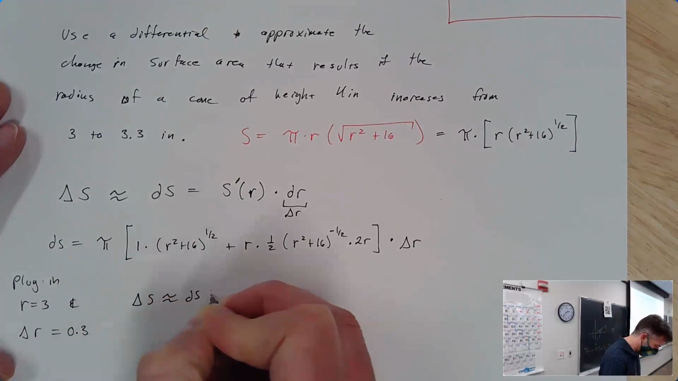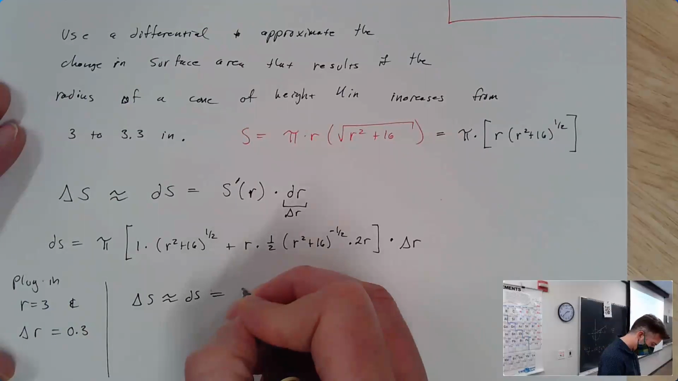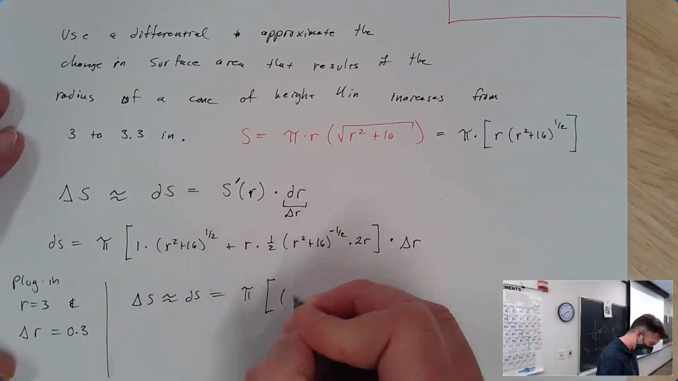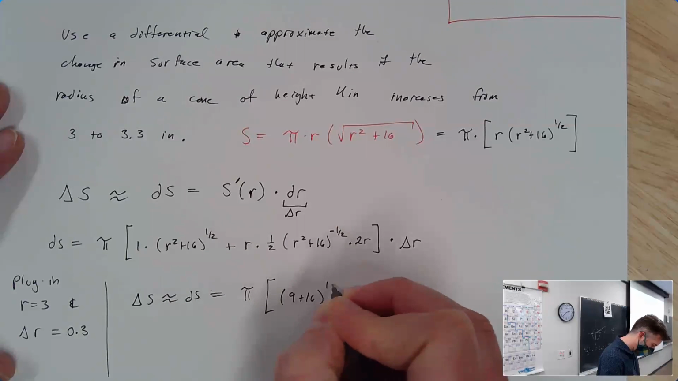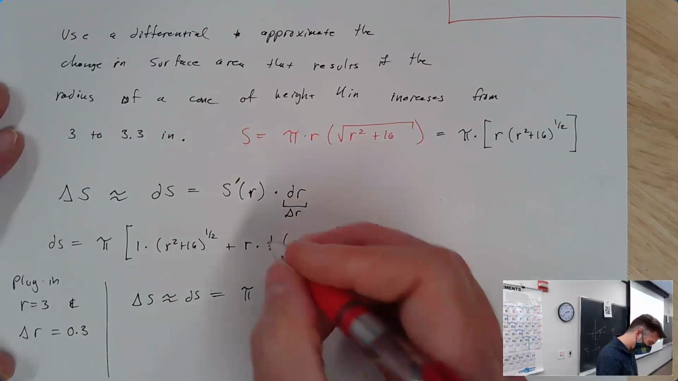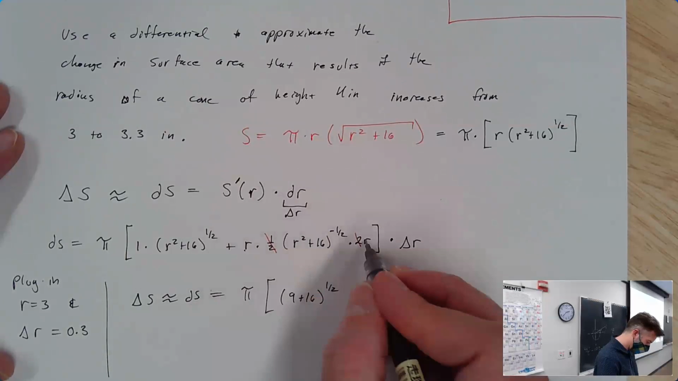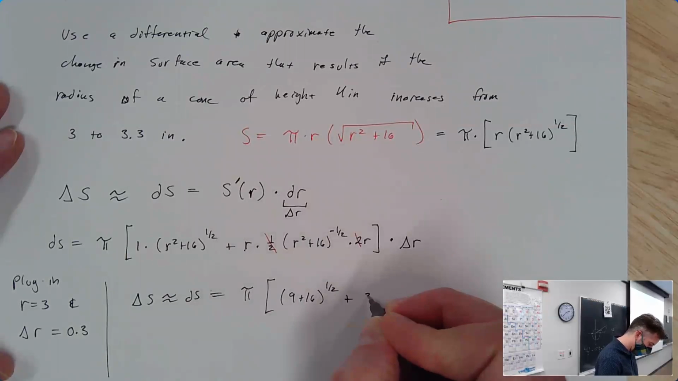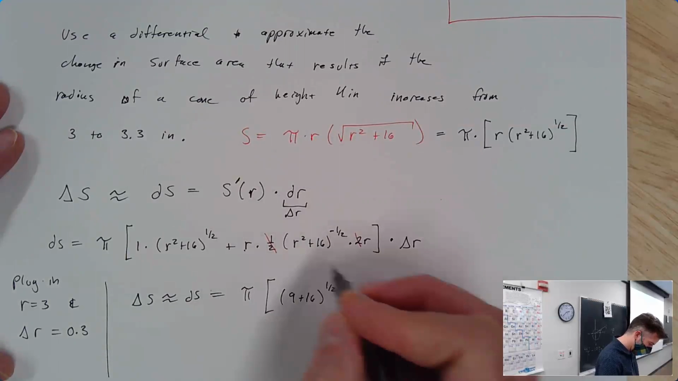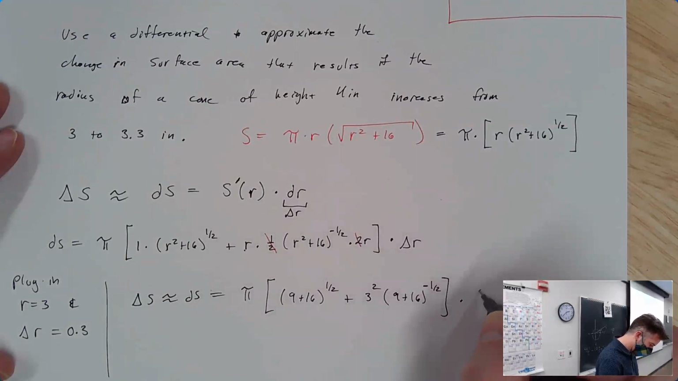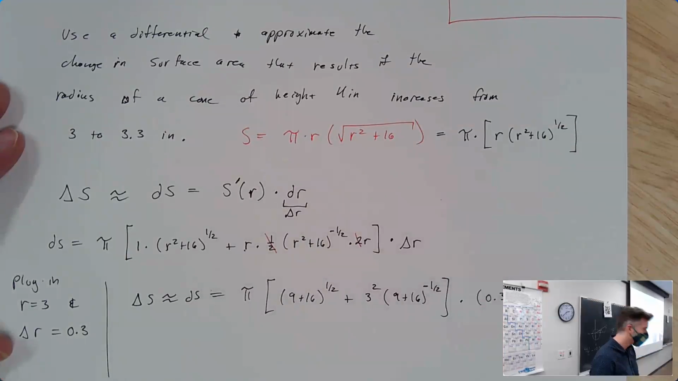So if we plug those in, we're going to get that the actual change, which is approximately the differential, is pi times, all right, 3 squared is 9 plus 16 to the 1/2 power. If we cancel a 1/2 and a 2 here, and r times r is r squared times 9 plus 16 to the negative 1/2, all times 0.3.